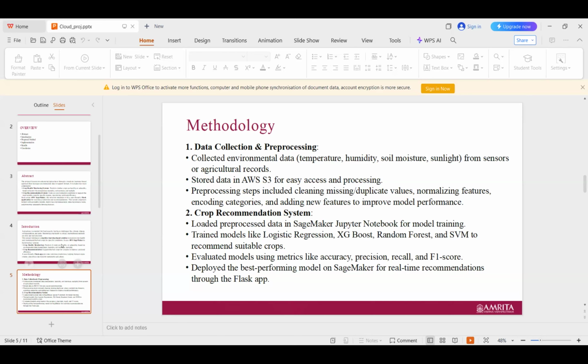For crop recommendation system, we train multiple models such as logistic regression, XGBoost, random forest, and SVM. We evaluated them using metrics like accuracy, precision, recall, and F1 score. After evaluating, we deployed the best performing model which farmers can access through a web interface.